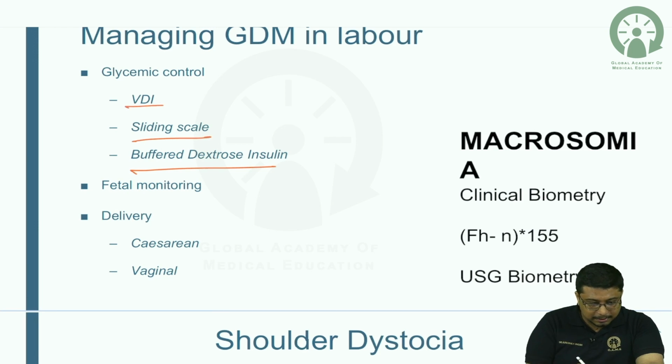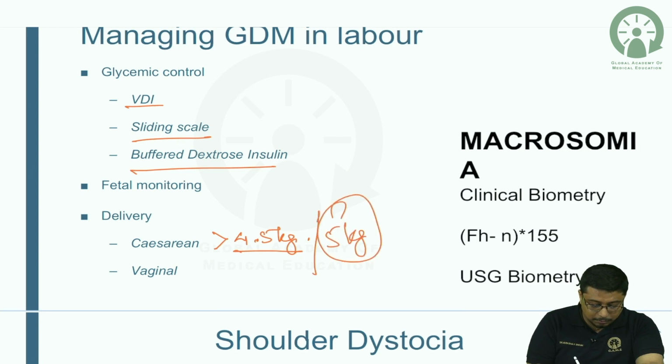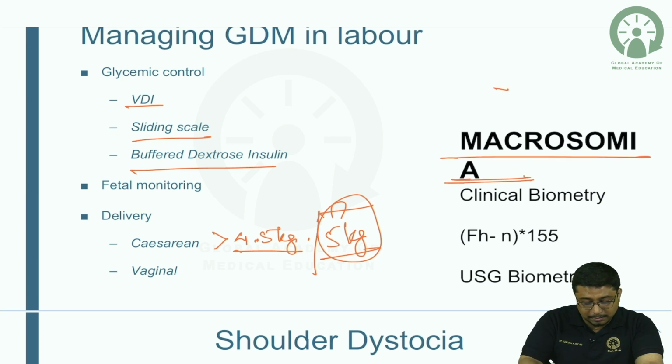insulin is used. Cesarean delivery is recommended only if the baby is 4.5 kg or there is some other indication for cesarean. Remember, this is 5 kg for a non-diabetic mother. Okay, so what is macrosomia? Macrosomia is more than 4 kg for a non-diabetic mother, and more than 4.5 kg for a diabetic mother's baby.